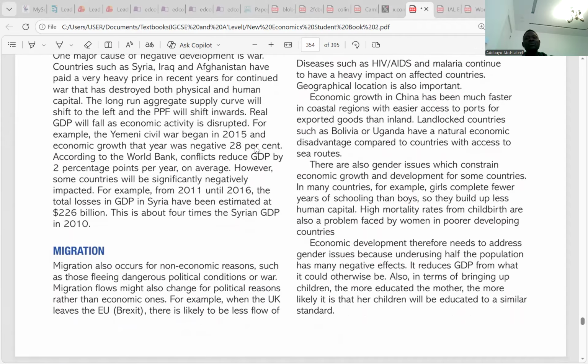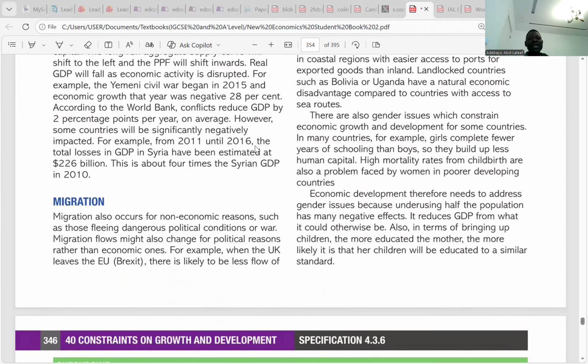Economic development, therefore, needs to address gender issues. And for gender issues, we're simply talking about women's participation rates. Women's participation rate is hindered by women's involvement in education. When females are not educated, it reduces their opportunity to secure a job. Do you understand the point here? So gender inequality needs to be addressed because it reduces GDP from what it could otherwise be.